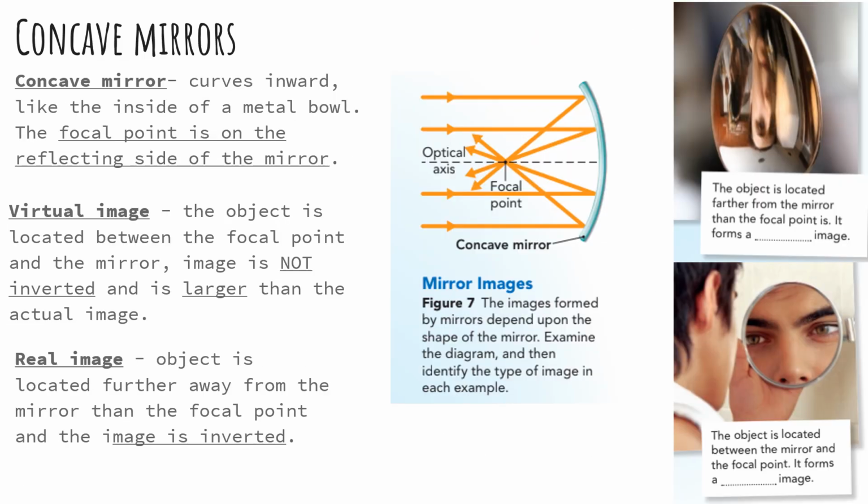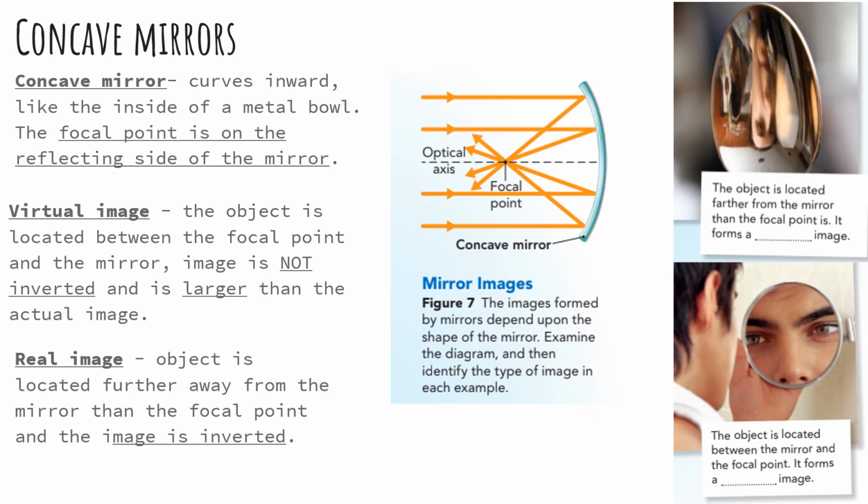Concave mirrors. A concave mirror curves inward like the inside of a metal bowl. The focal point is on the reflecting side of the mirror. The virtual image: the object is located between the focal point and the mirror. The image is not inverted and is larger than the actual object.